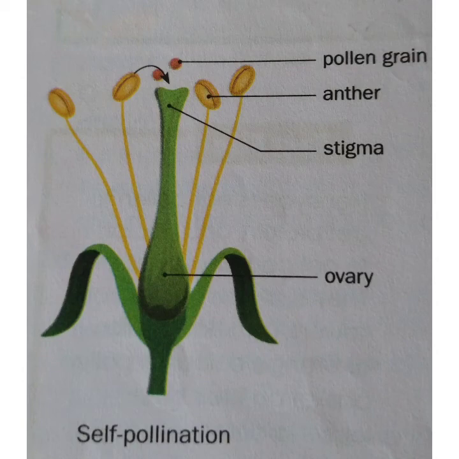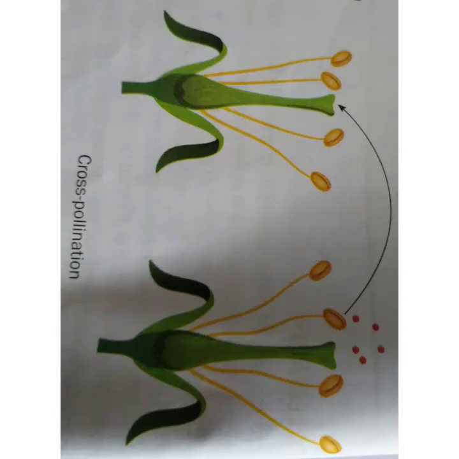Now we will learn about cross pollination. This is a picture of cross pollination. When pollen grains from the anther of one flower are transferred to the stigma of another flower present on a different plant of the same kind, the process is called cross pollination. Cross pollination occurs in most flowering plants. This way, there are the two types of pollination.